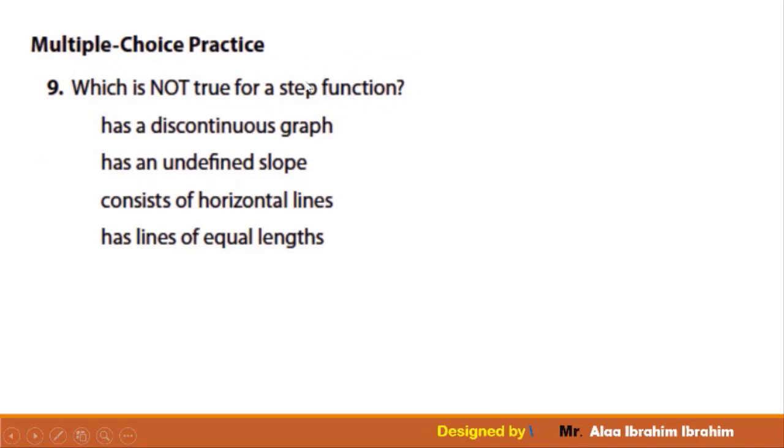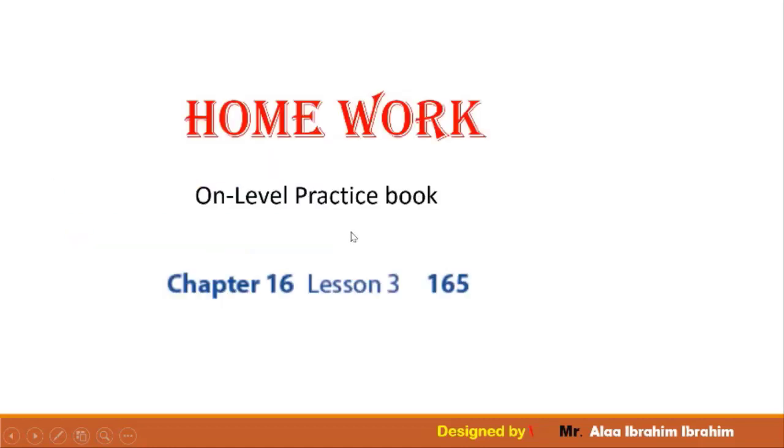Step function has a discontinuous graph, yes, but has an undefined slope? No, I told you a few seconds ago this is supposed to be 0, not undefined. It is constant, always horizontal, and lines of equal length, yes. So the three pieces of information are correct, but this is supposed to be 0, the slope equals 0.